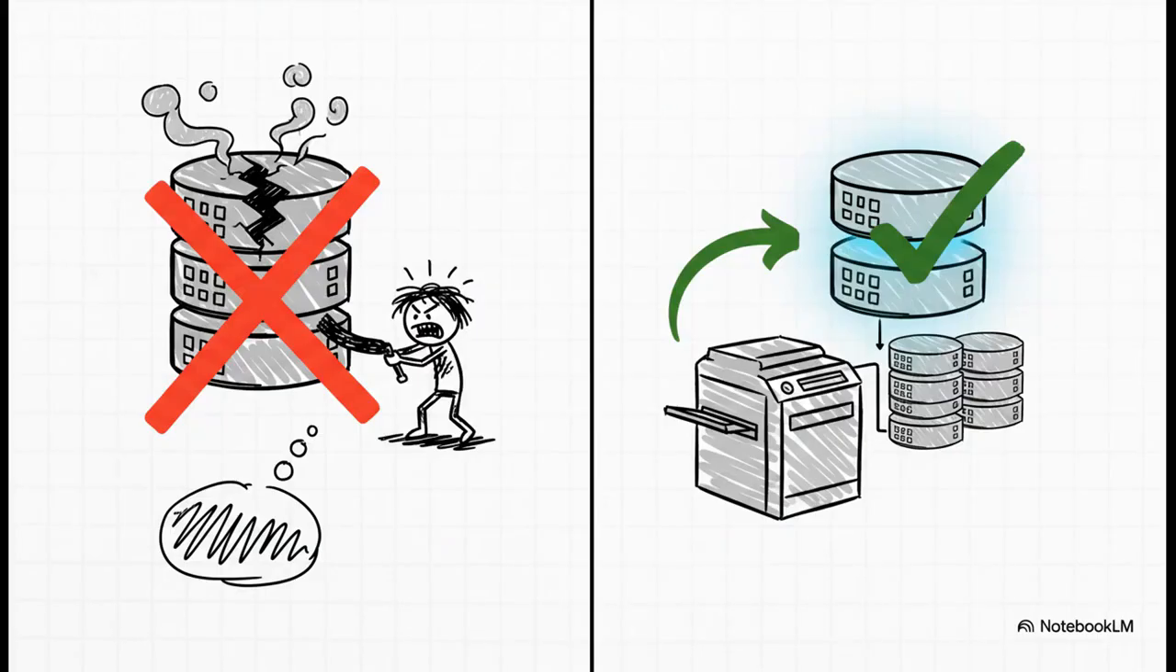So the pro approach requires a total mindset shift. Stop trying to repair broken things. Just stop. Instead, start replacing them from a single, clean, perfect template, a golden image.